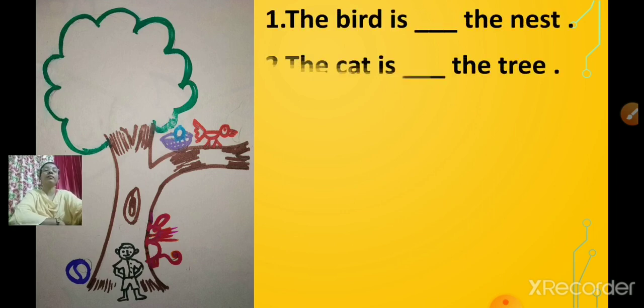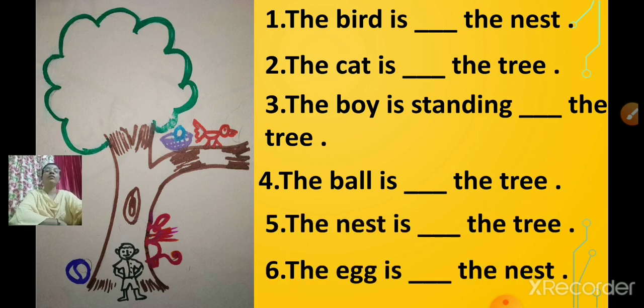Now see here. First one, the bird is dash the nest. Now you have to observe the bird. Where is the bird? You have to write the position of the bird. Second one, I am not going to tell the answer. Children, you have to write down this answer in your notebook. Second is, the cat is dash the tree. Number 3, the boy is standing dash the tree. Number 4, the ball is dash the tree. Number 5, the nest is dash the tree. And the last one, the egg is dash the nest.